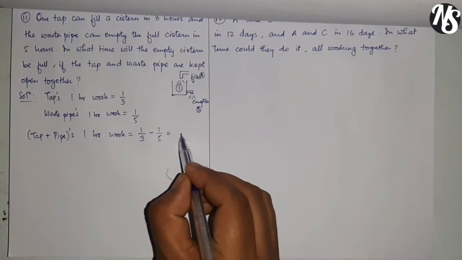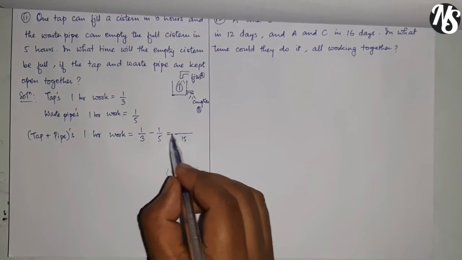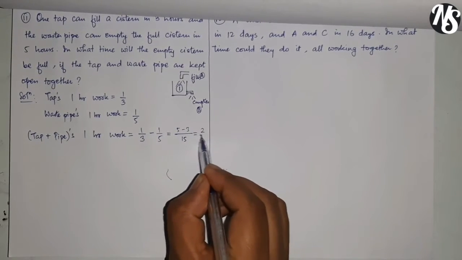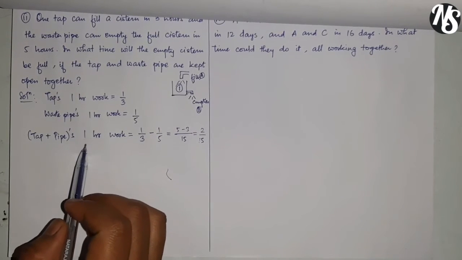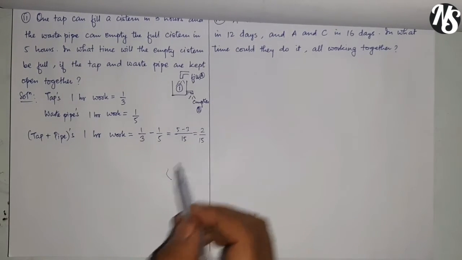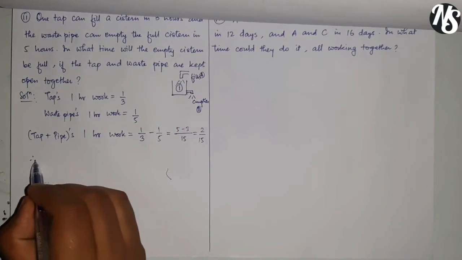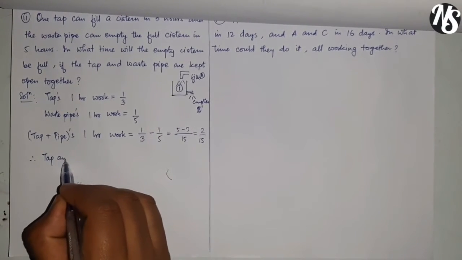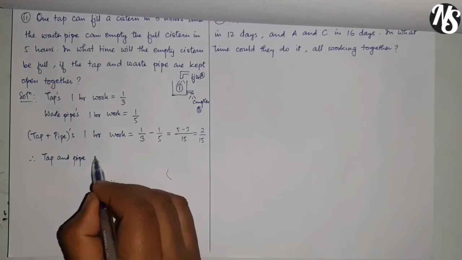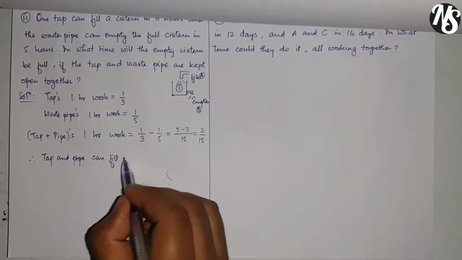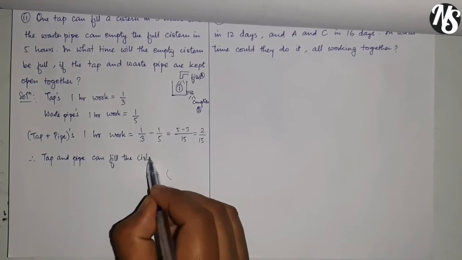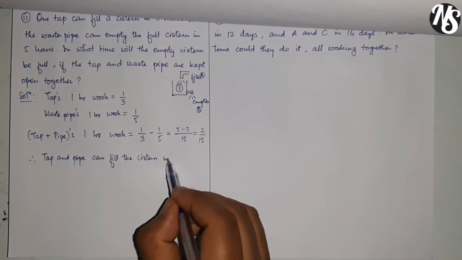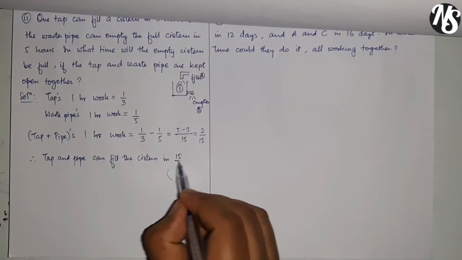Let's find the LCM, which is 15. So you get 5 minus 3, that is 2 by 15 out here. That means if the pipe and tap are both operating together, in 1 hour they can do this much of work. Therefore, tap and pipe can fill the cistern, since your work is to fill the cistern, in the reciprocal of this, that is 15 by 2.